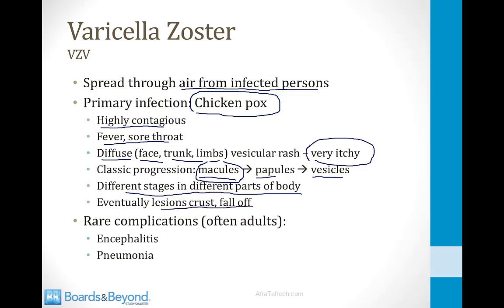Rarely it can have serious complications. This is usually when adults get chickenpox. So if an adult's never been exposed or vaccinated and they get a primary infection as an adult, they're more likely to contract encephalitis from varicella zoster or pneumonia from the virus.